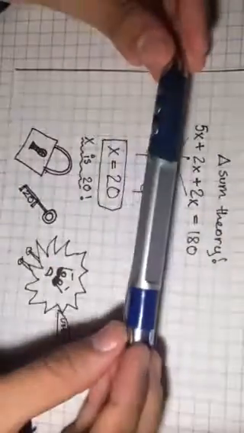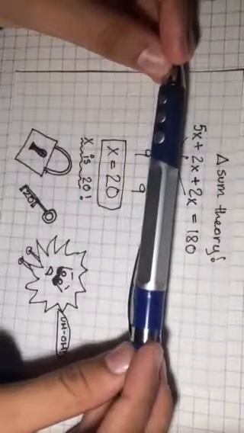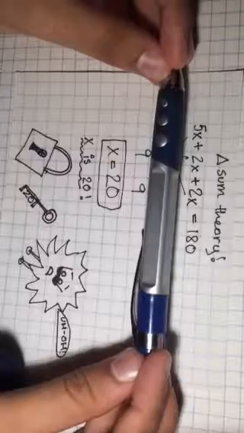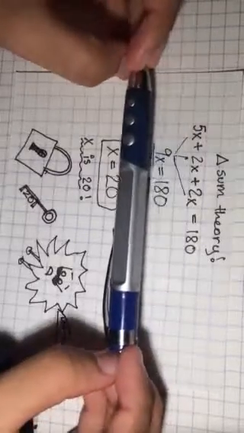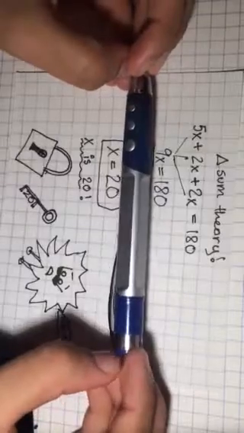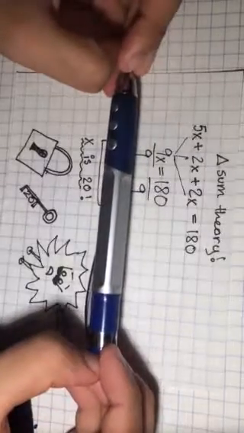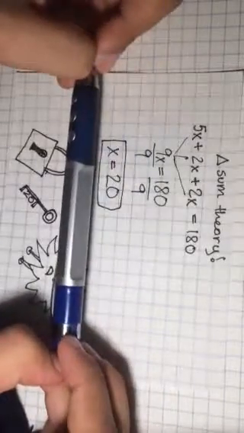Using the triangle sum theorem, we can say that 5x plus 2x gives us 180. So 5x plus 2x gives us 7x, and 180 just brought down. Then you just divide by 7, and you get x is 20.